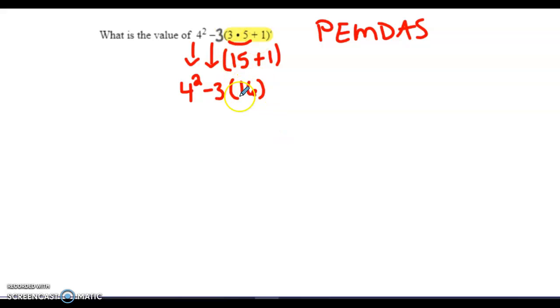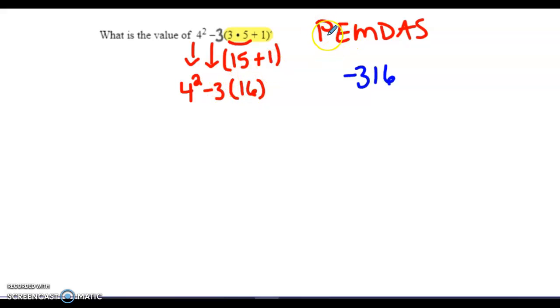Now notice my parentheses aren't completely gone yet because I have this -3 next to it, and that means that I have to multiply. So I have to do -3 times 16. I like to leave my parentheses there because I don't want to confuse myself and think that it means -316. This number is 16, this number is -3, and I do need to multiply those.